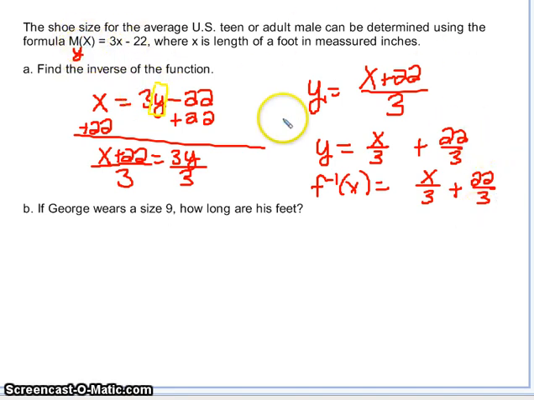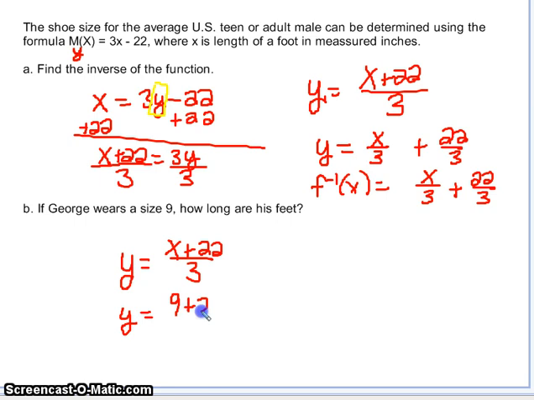But if we already have our inverse, we can use our inverse and say if y equals (x plus 22) over 3, and we want to plug in that size 9, then that's going to give us (9 plus 22) over 3. Well, 9 plus 22 is 31, if my brain is correct. So that's going to mean that his feet are 10 and 1/3 inches.